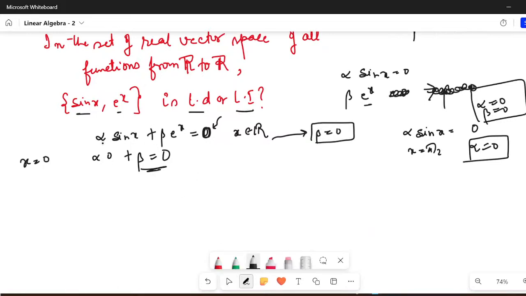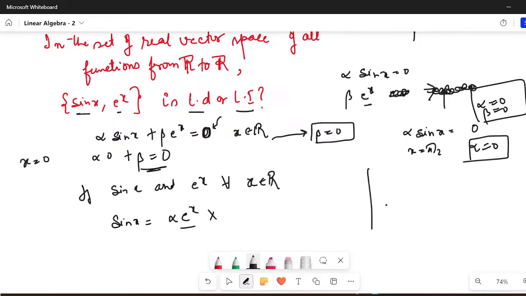See, if sine x and the exponential are linearly dependent for all x belongs to R, what does it imply? It implies I can write sine x as a constant multiple of e to the power x, which I clearly cannot do. I can find a few points where sine x can be equal to alpha times e to the power x, but you cannot say that for all real x sine x is equal to e to the power x.